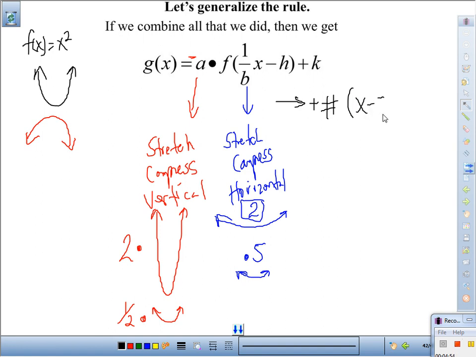x minus 7. You're saying, Mr. Q, you said you substituted a positive 7. I did. But what's part of the formula? The negative. The negative stays there. So if I substitute the positive 7, think about that. What number did I substitute? Positive 7. That means, check this out, that my parabola is going to move to positive 7.